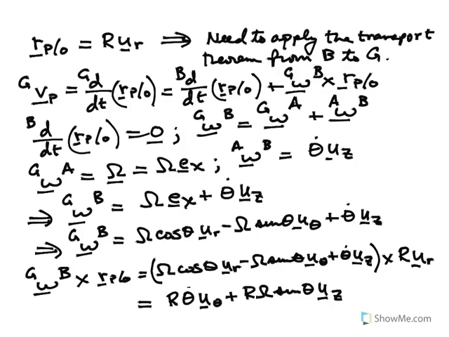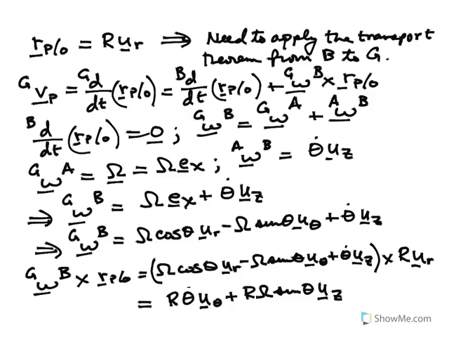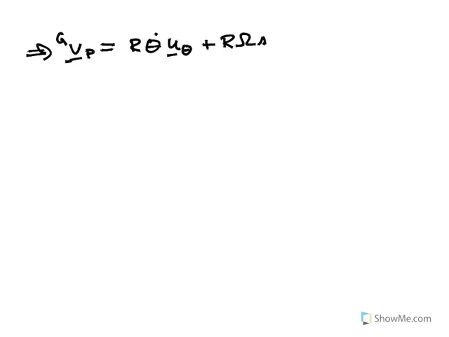Now you can see that because the first term is 0, the velocity of point P as viewed by an observer fixed to the ground is just equal to the second term in the transport theorem, which is equal to r theta dot times U theta, and then plus r omega times the sine of theta times UZ. So now we can differentiate that again to get the acceleration.